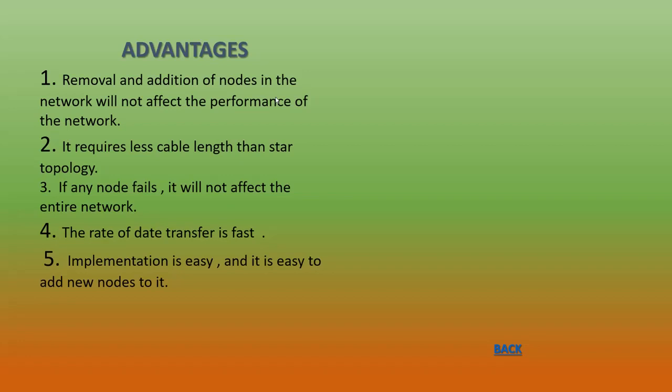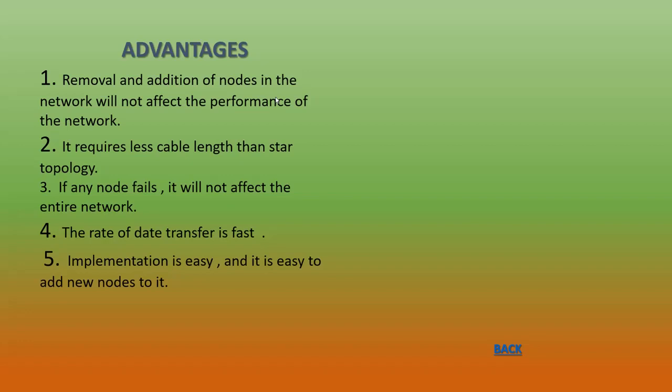Now we can see the disadvantages of bus topology. If the central cable fails, if something happens to the backbone, then the entire network will fail. A terminator is needed. That is an extra hardware called a terminator, needed at both ends of the cable, or both ends of the backbone.